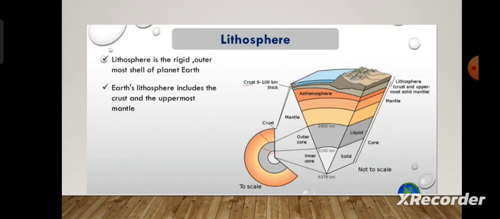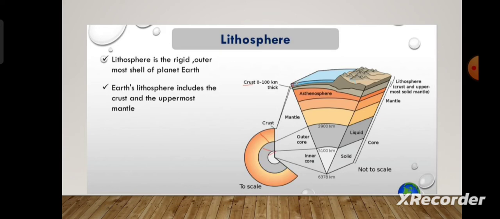Lithosphere is a rigid outermost shell of our earth. You can say lithosphere is the outermost layer, the solid part of the earth crust and the solid part of the mantle. You can see our earth has four concentric zones. The innermost zone is the inner core, and after that comes the outer core, and then the solid mantle, and the outermost hardened exterior zone is the crust.